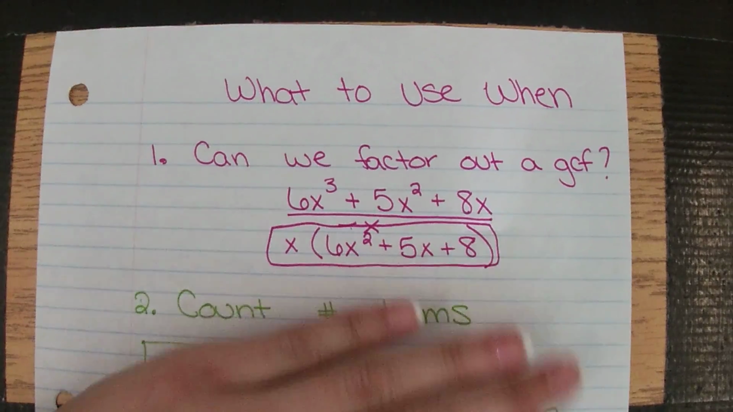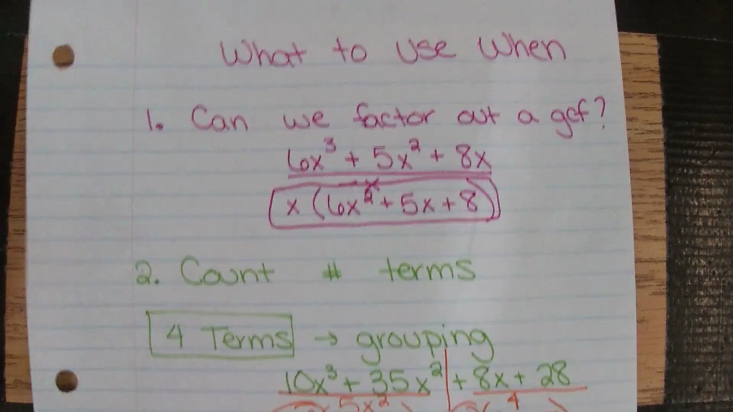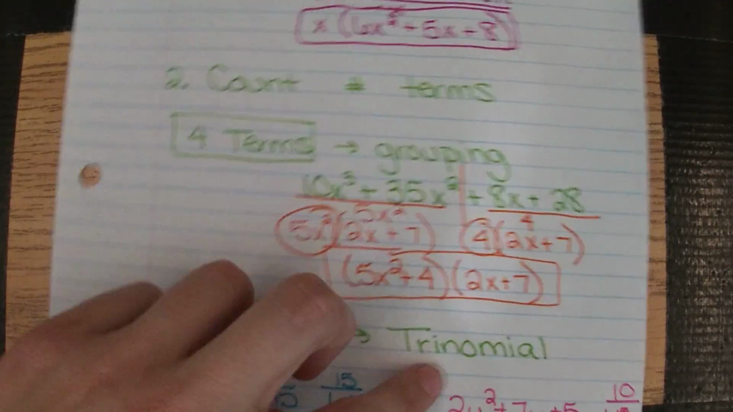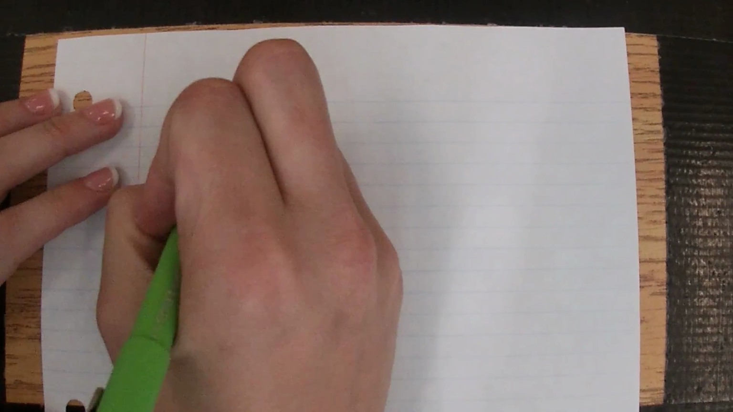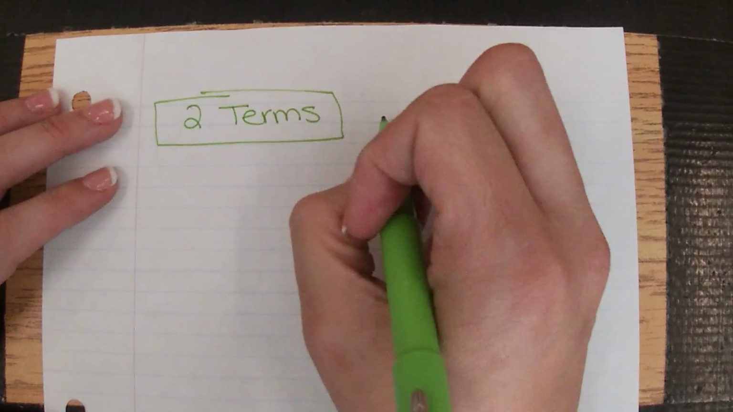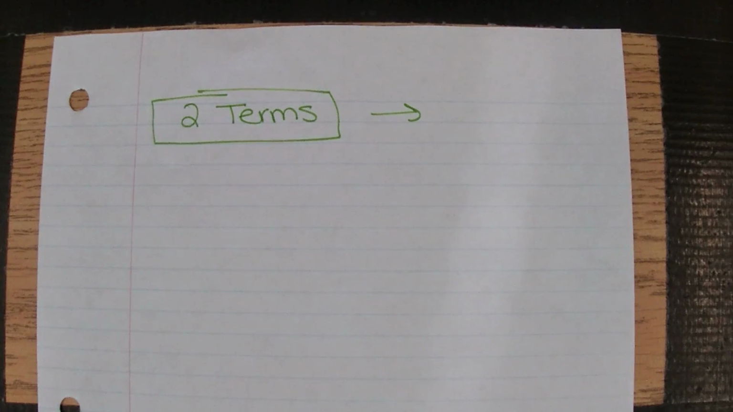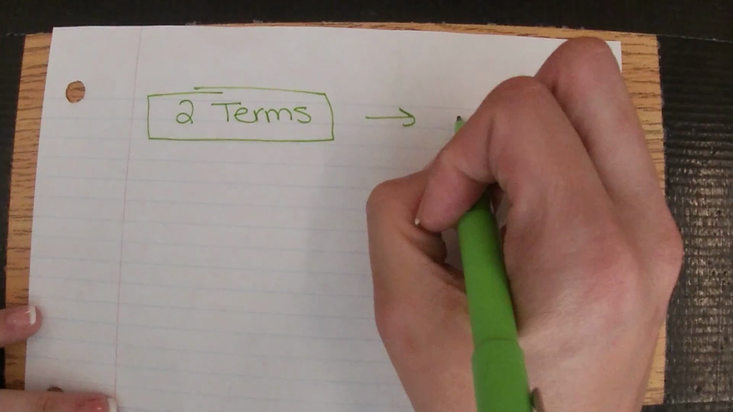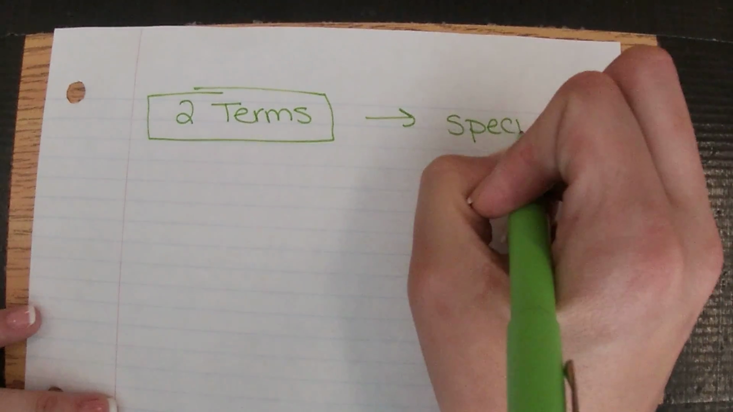So here's where we're at so far. If we see a problem, we're looking for a GCF. Okay, if there's no GCF, then we're counting the number of terms. So 4 terms is grouping, 3 terms is a trinomial. But now what happens if we count and we get 2 terms? Okay, so if there's 2 terms, we're going to have to check, because remember this has more rules, but we're going to check for a special case.